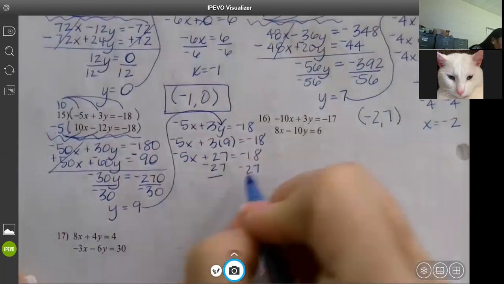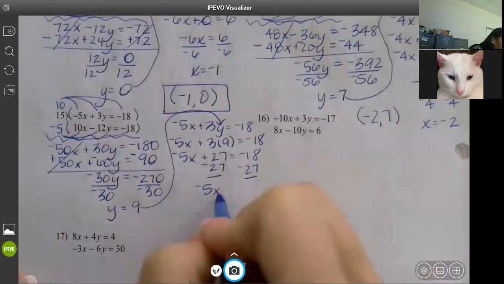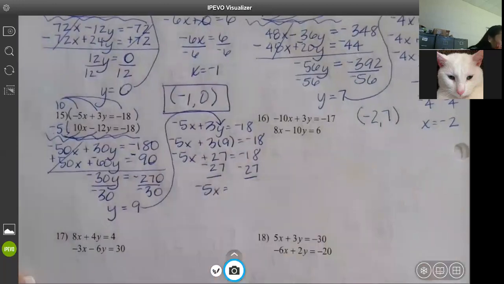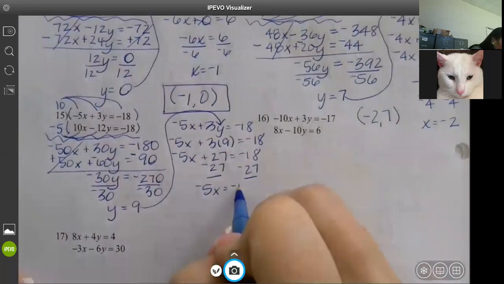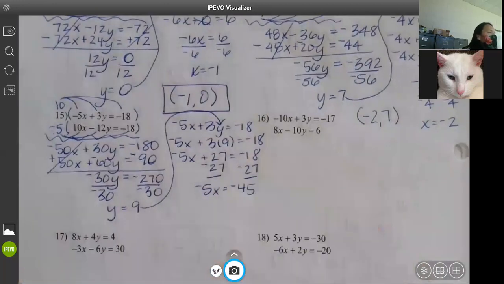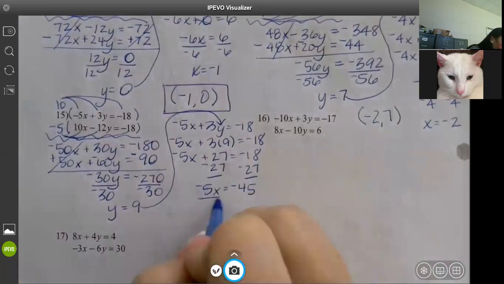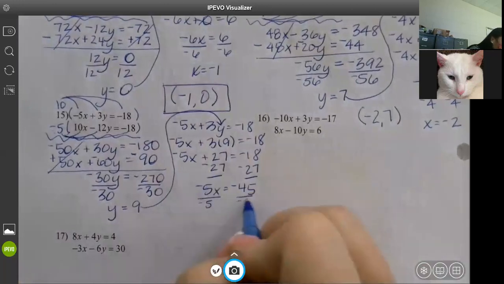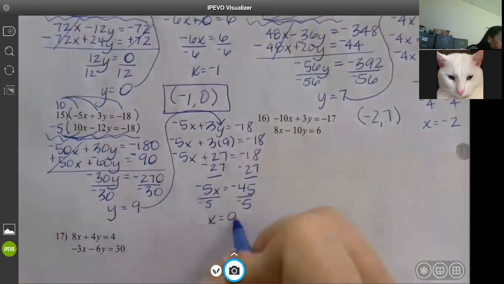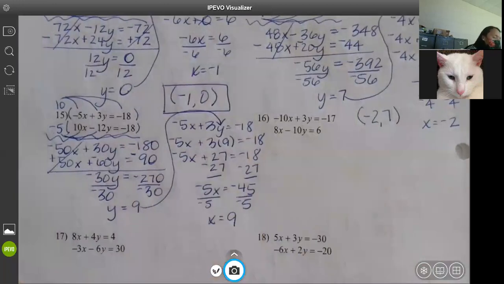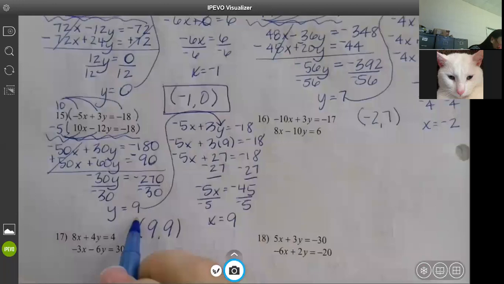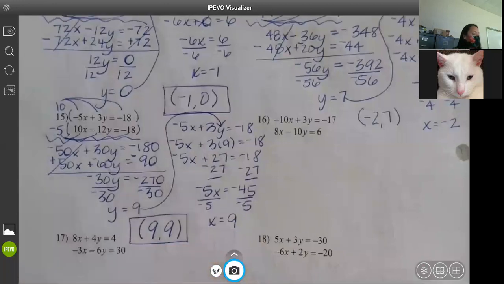We're going to move that 27 to get it away from our x. So we get negative 5x equals negative 45. Divide by negative 5. 45 divided by 5 is 9. So our xy coordinate is 9, 9.